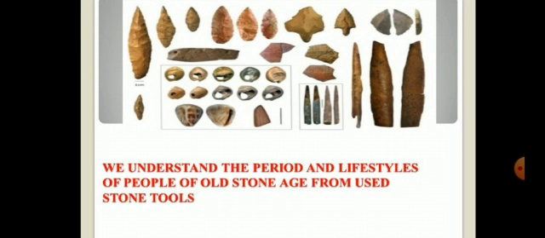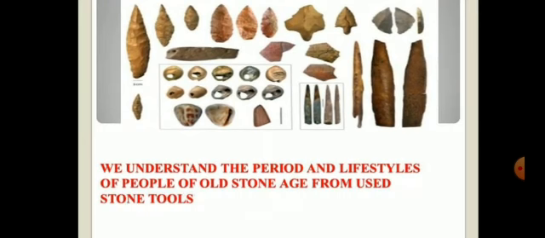Okay, children, see these tools, how they were made. See the designs and all. All the tools were made of stone. Nowadays tools are made of iron and steel, but in those days they didn't use iron. From the beginning, they used only stone tools, because they only knew how to make stone.